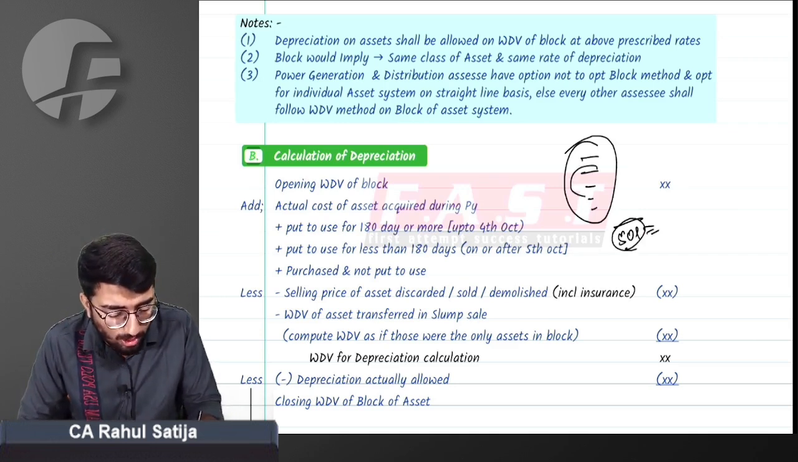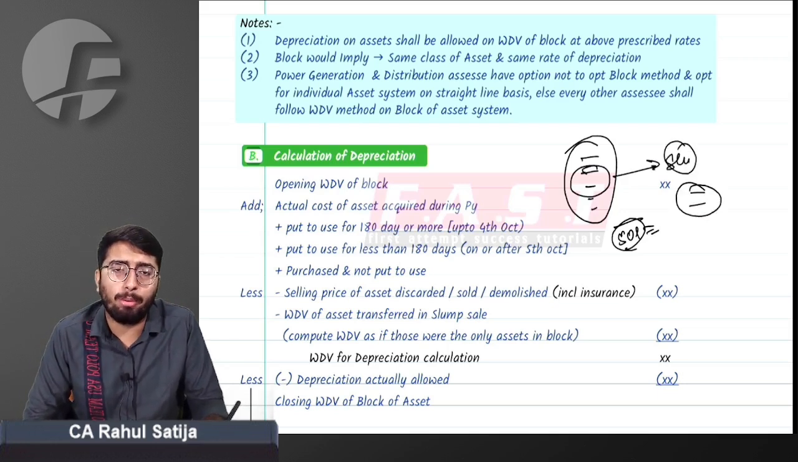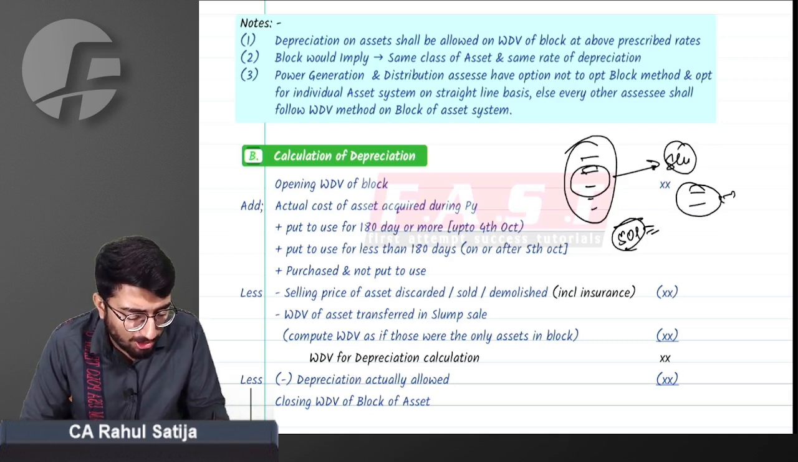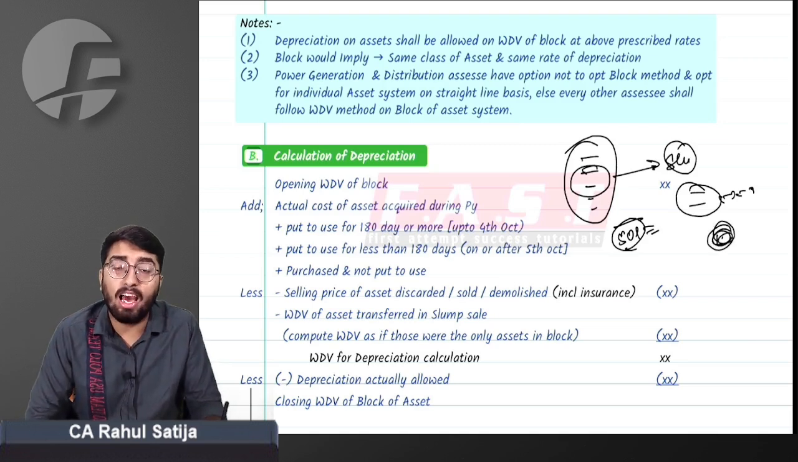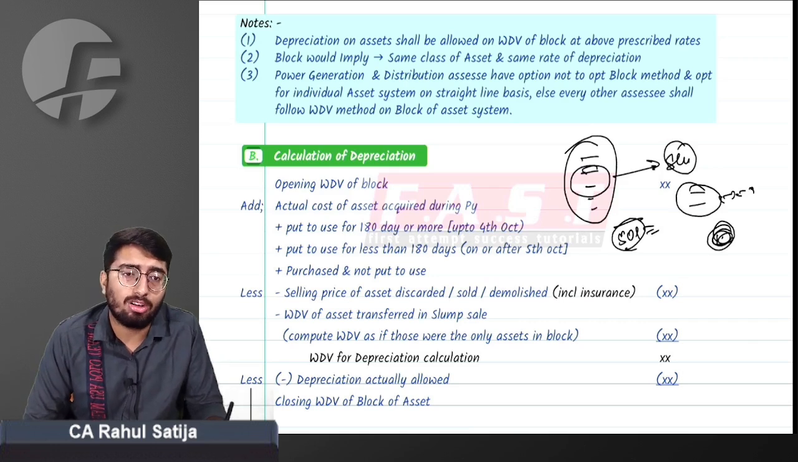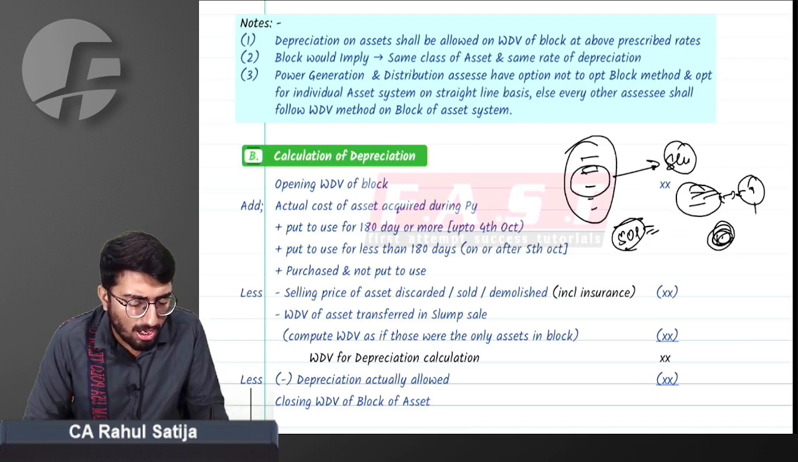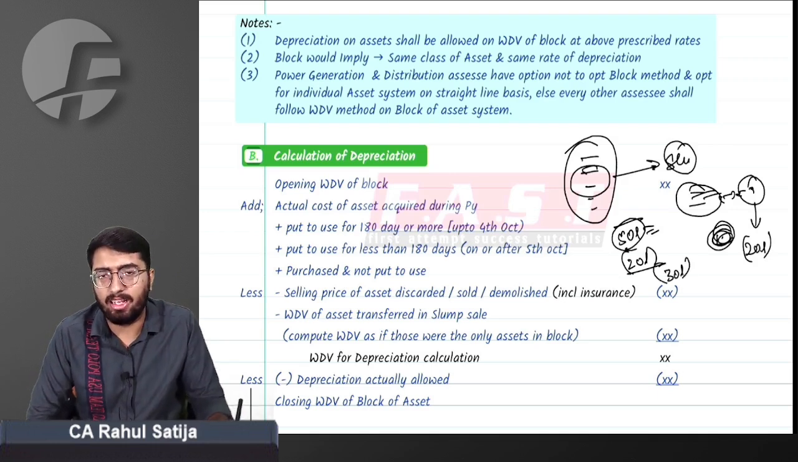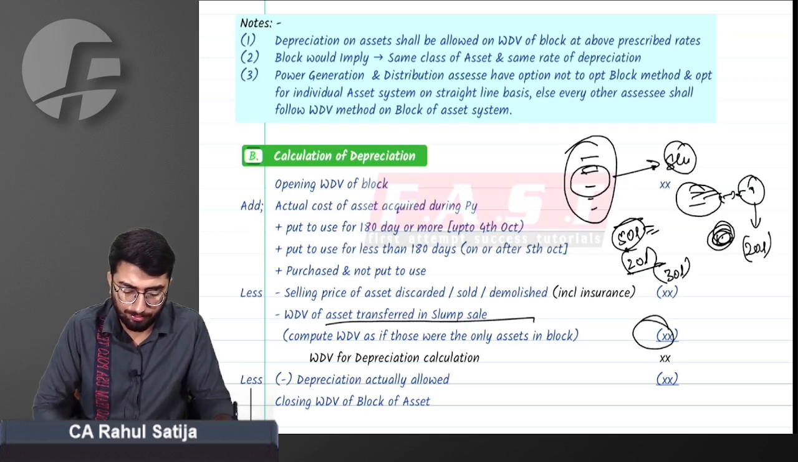Ignore this block of 50 lakh rupees. If these two assets were transferred in the slump sale, then assume only these two assets were part of the block, charge depreciation accordingly and bring it to the opening WDV, and find out what their value would have been. For example, if these were the only assets forming part of the block, our WDV would have been 20 lakh rupees. Then 20 lakh has to be reduced from this block and 30 lakh will be our remaining value. 20 lakh has to be reduced here as sales at the time of slump sale.